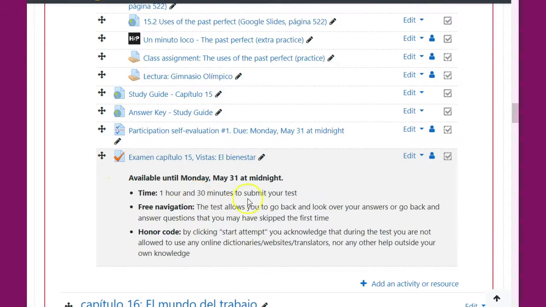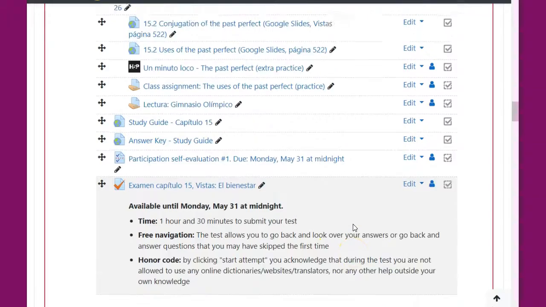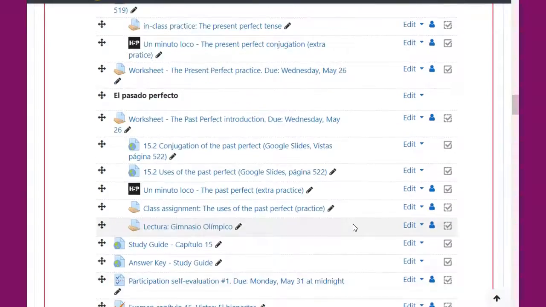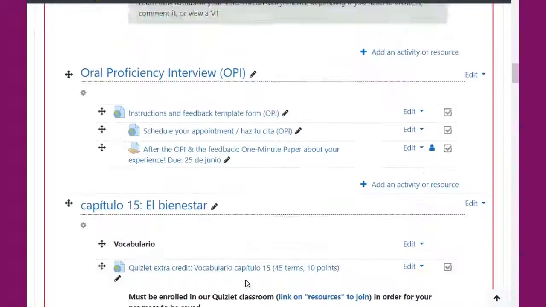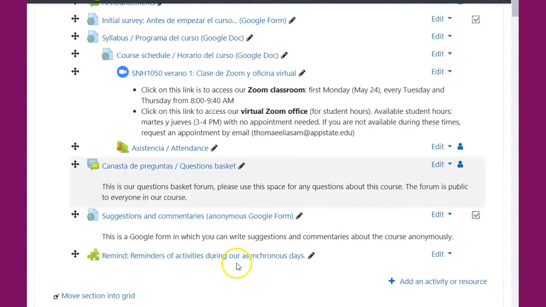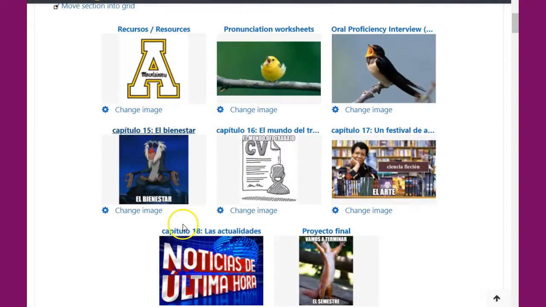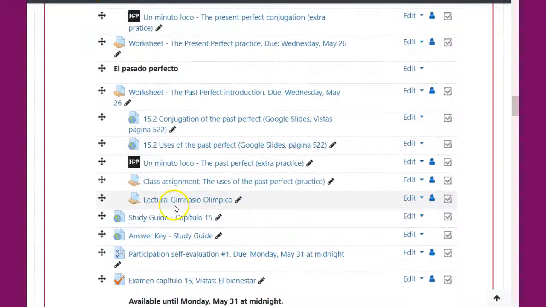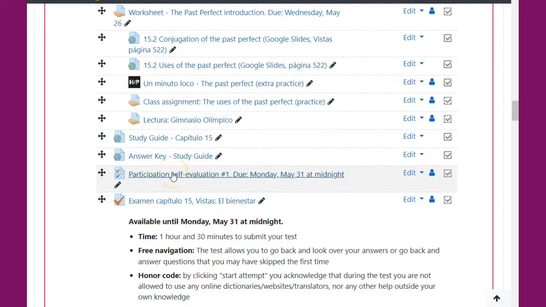There's a time limit for the exam, 1 hour and 30 minutes, and there's free navigation. So, just reach out if you need anything that would help you, or you need more information. You can also use our questions basket here. Okay, I will email you on Monday to remind you of the exam and of the participation self-evaluation that you have to fill out for that day.